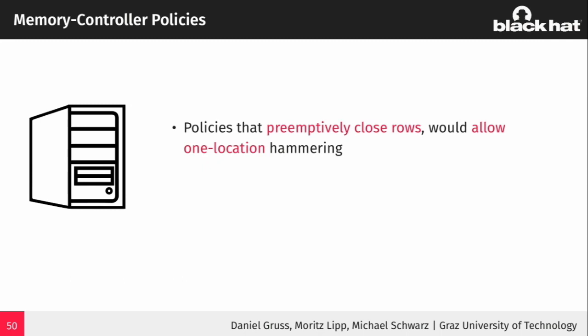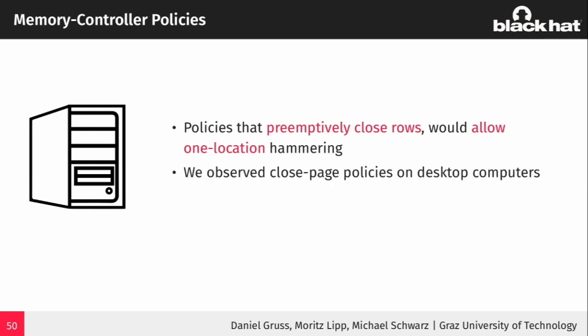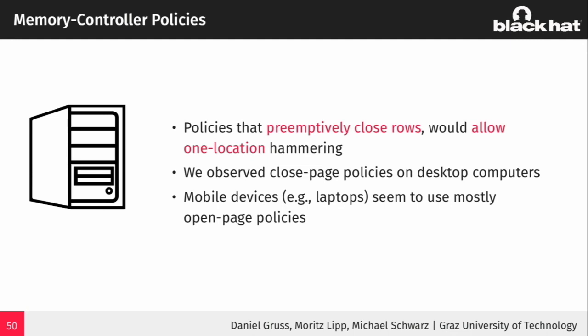So where can we find which policy? We can test that. We can run a side channel attack again and measure which policy is used. But first, to sum it up, a policy that preemptively closes a row would allow one location hammering. We found closed page policies mainly on desktop computers, and on mobile devices they seem to use the open page policy most of the time.